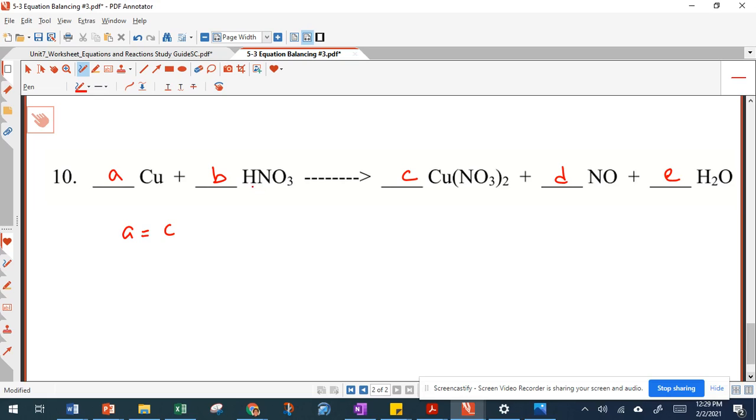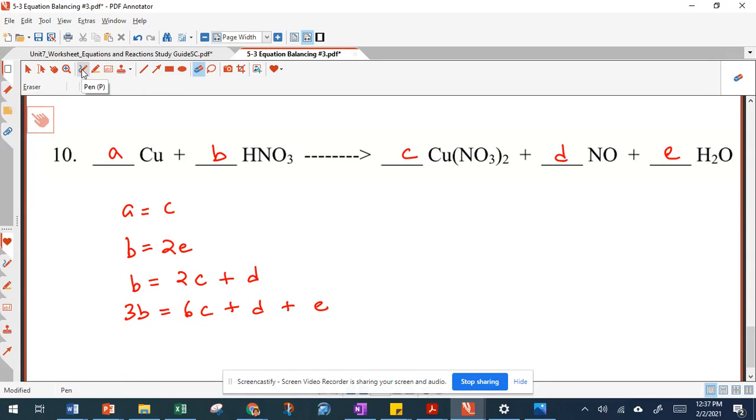I'll have another equation for hydrogen. So B will have to equal E. Another equation for nitrogen. So B will have to equal 2C plus D. And then for oxygen, so 3B will have to equal 6C plus D plus E.